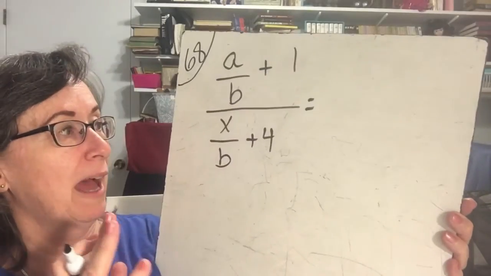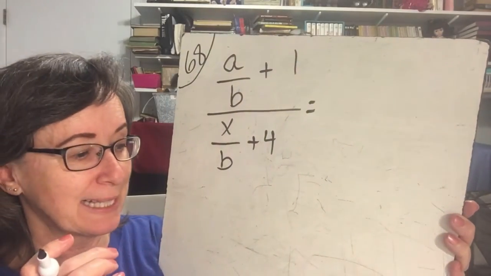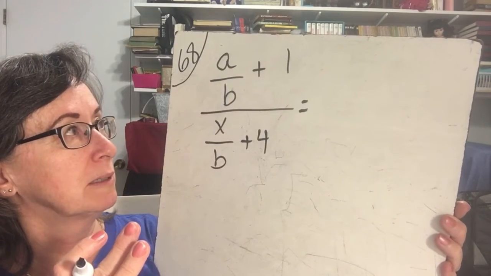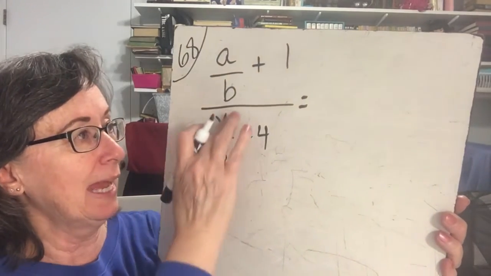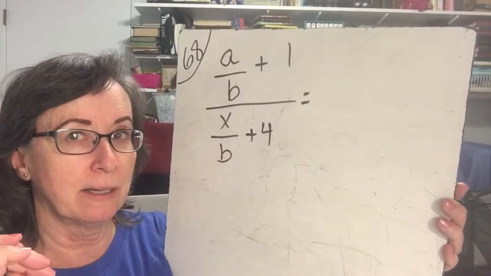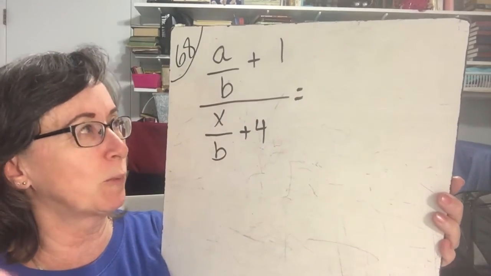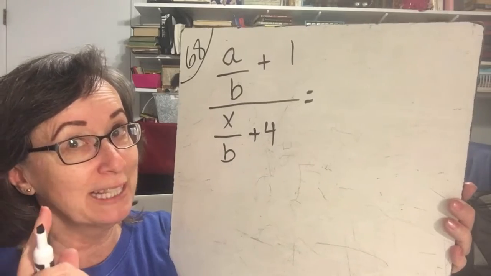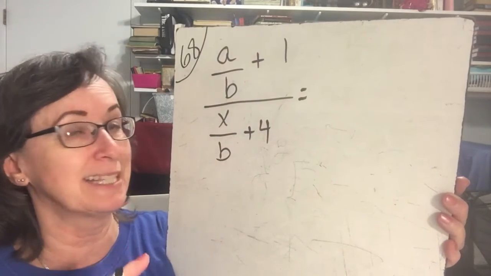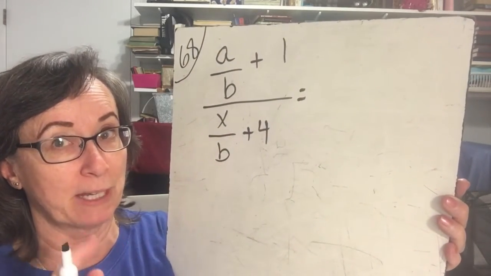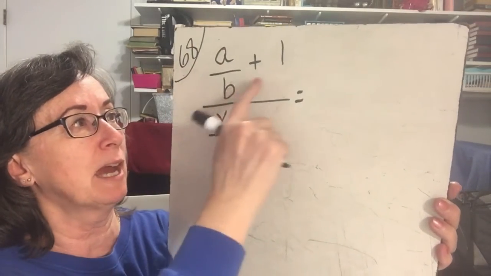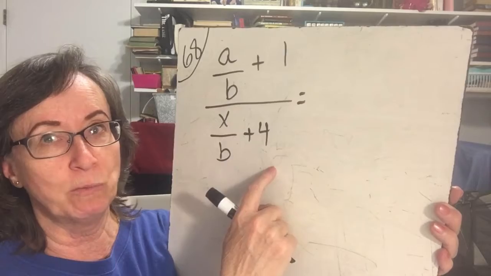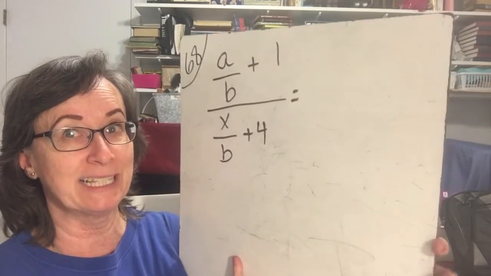Okay, so now I'm looking at a problem. This is example number 4. A over b plus 1 divided by x over b plus 4. Now, we've discussed several different ways to do this. They're all legitimate ways to do it because they're all involving mathematical principles. If I just wanted to look at all of the denominators, then wouldn't b be the least common denominator?